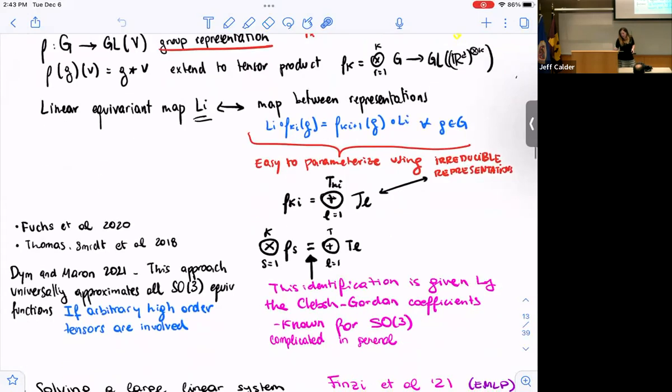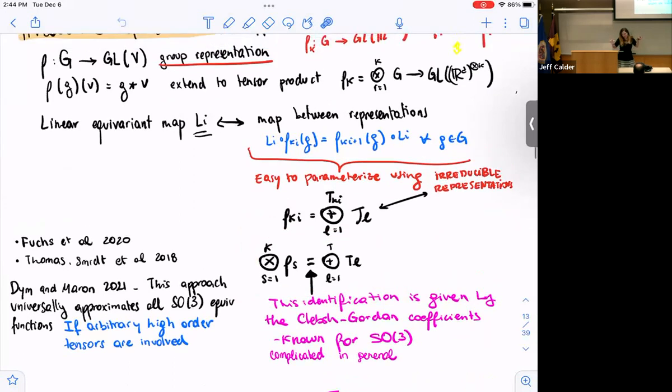The issue is, how do you do this decomposition of your tensor product representation into irreducibles? And in order to do this decomposition, you use the Clebsch-Gordan coefficients, which may be hard to compute, but for some groups, they're known.